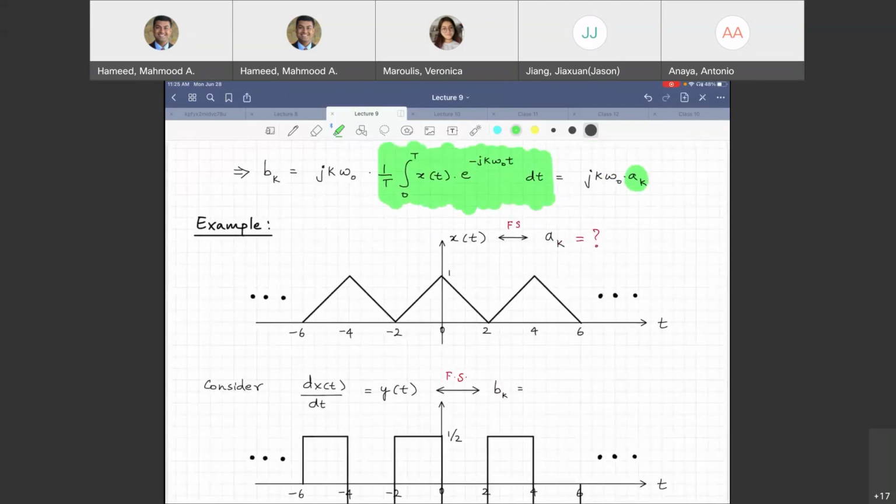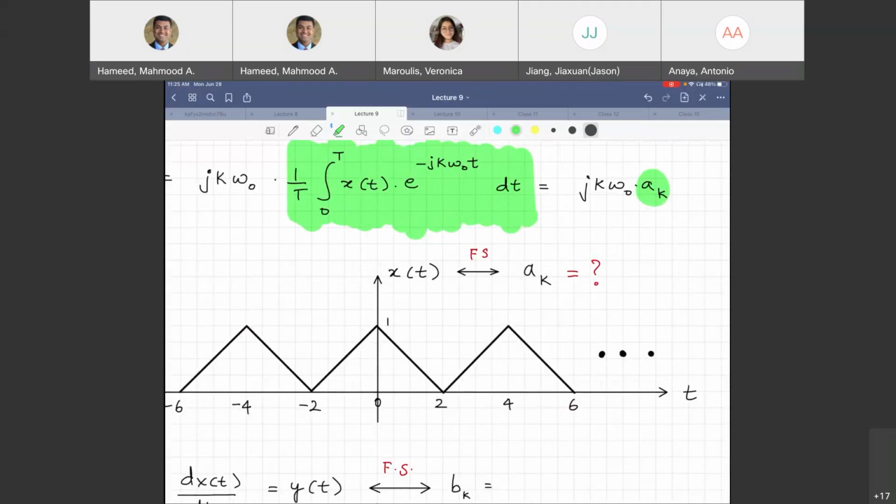We need to find this. We are doing the simple triangle to square now. What do we have here? We have a triangle looking waveform. It has an amplitude of 1 here. Let's try to find out the thing that we try to find out first for everything: time period, omega naught. What is the time period? 4. What is omega naught? Pi over 2.